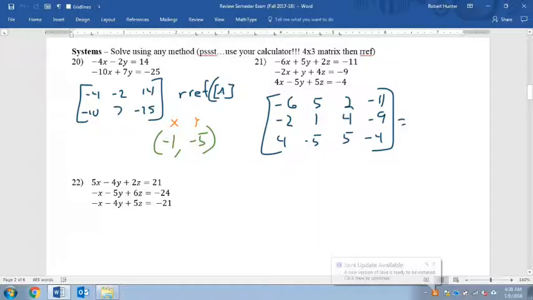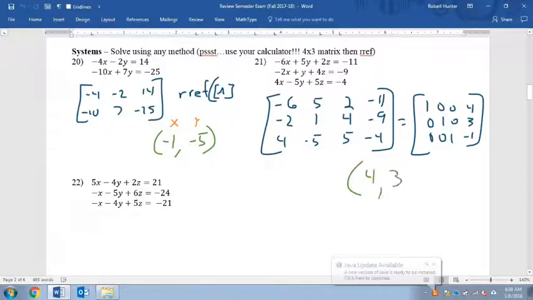I'm going to pause real quick and do that. Alright, and I get that funny little matrix. It's got the 1, 1, 1, just to kind of show you what it looks like. 0, 0, 0, 0, 0, 0, and it's 4, 3, and -1. Therefore, my answer is x is 4, y is 3, z is -1.